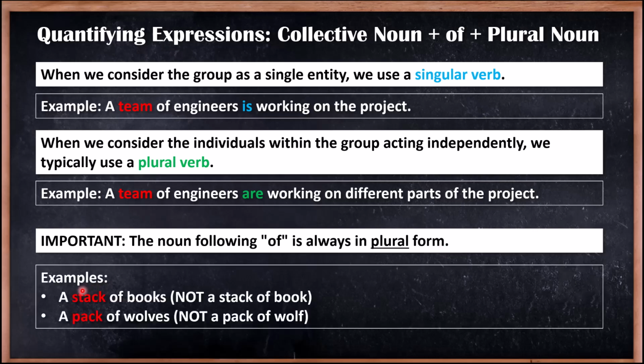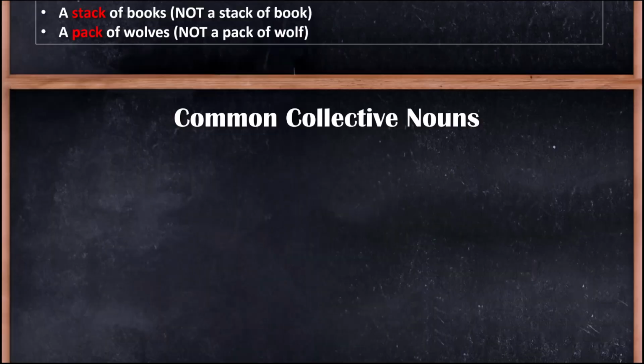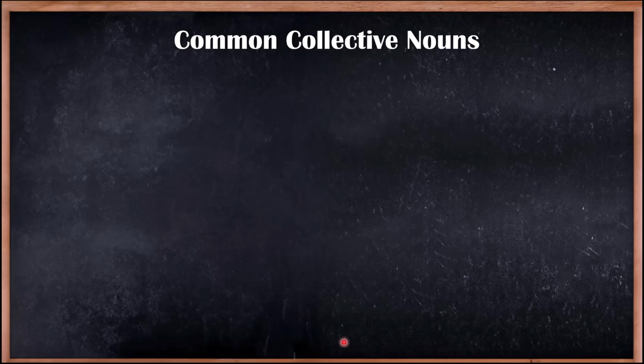Always. We say a stack of books, not a stack of book. Because if it's just one book, it's not a stack. It's just a book. A pack of wolves, not a pack of wolf. Okay? Now let's look at some other common collective nouns.